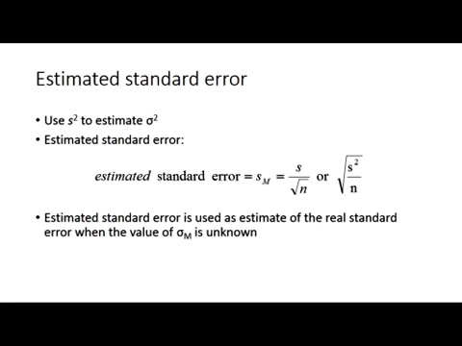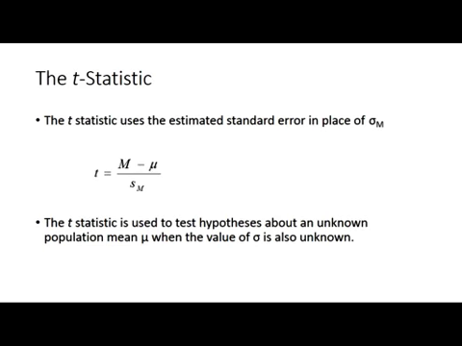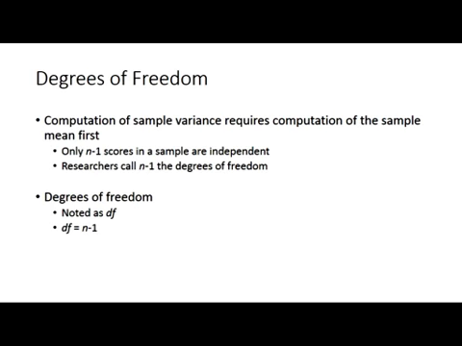So again, just a review of the estimated standard error. We're going to use s² to estimate the population variance, so we're going to use the standard error to estimate the population error. And this is the formula, just a review from what we've already done. The estimated standard error is used to estimate the real error within the population. And then with the t-test, we use the estimated standard error in place of the population standard error. The t-test is used to test a hypothesis about an unknown population mean when the value of the standard deviation is unknown.